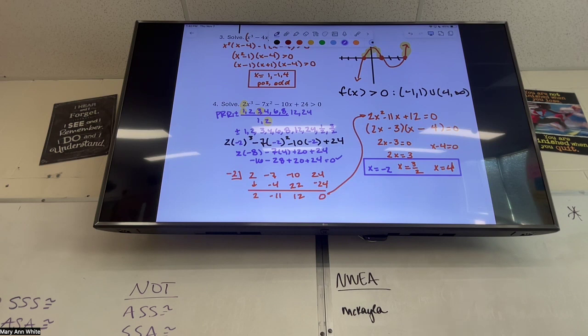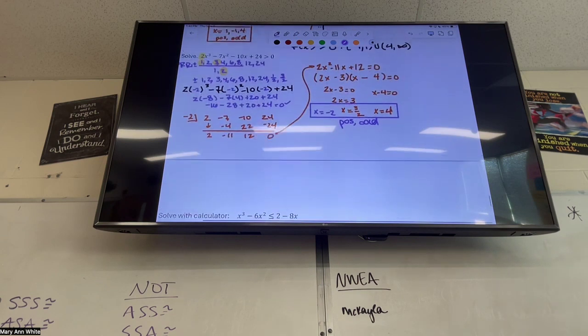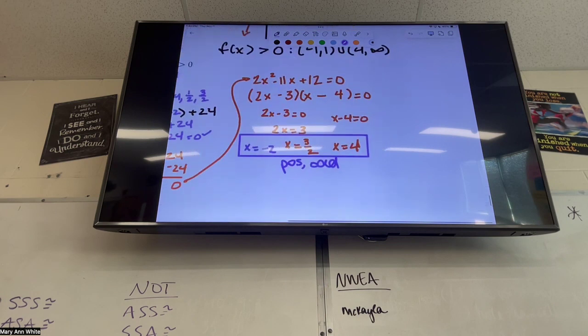All right, so now is this positive or negative function? Oh, we have to graph it. We're not done yet. Positive. Is it even or odd? Odd. Let's graph it. Positive. Do we have anything funny happening, or is it just crossing every time? Just normal.